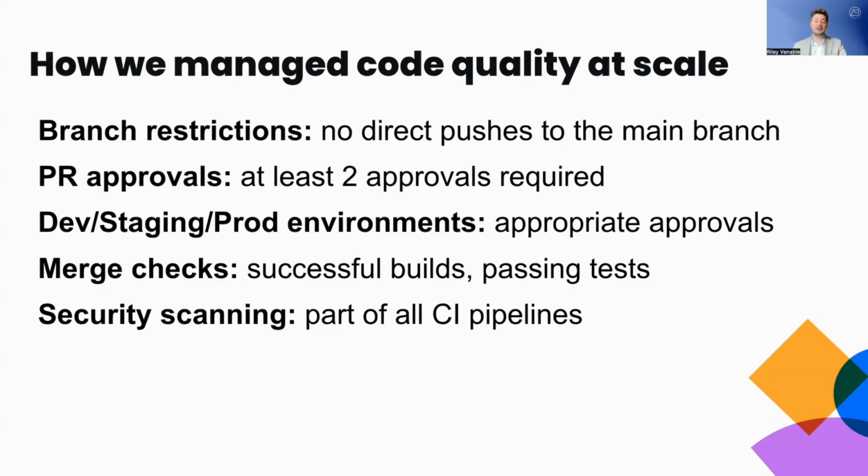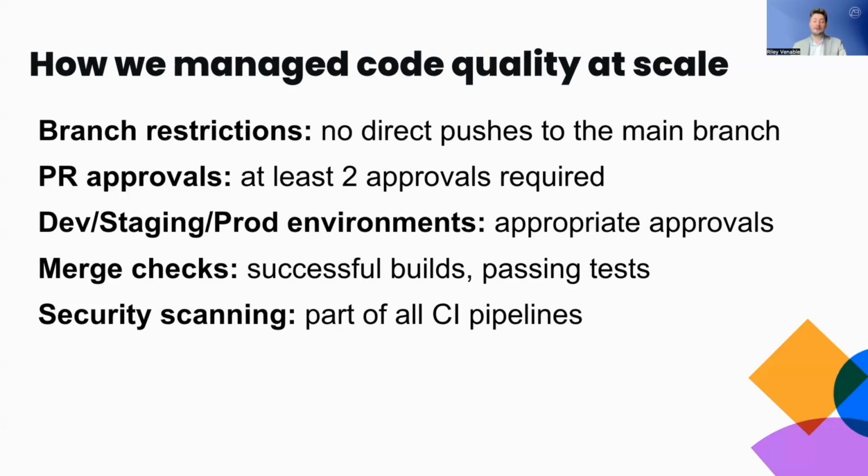Environment separation became critical. We set up clear pipelines for dev, staging, and production, each with different permission levels. Dev deployments were completely self-service. Developers could push whenever they needed. Staging required team lead approval. Production needed DevOps sign-off. This gave teams the speed where it matters while maintaining control where it counted.